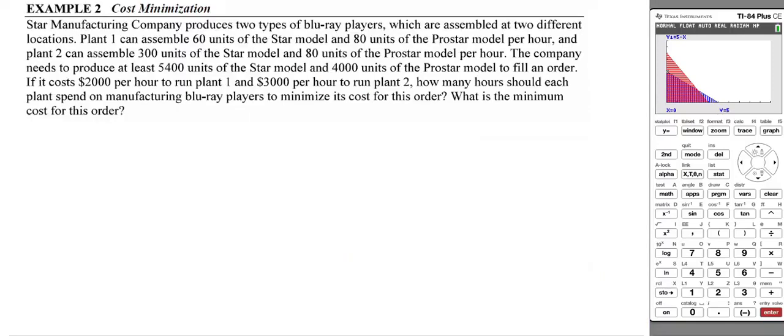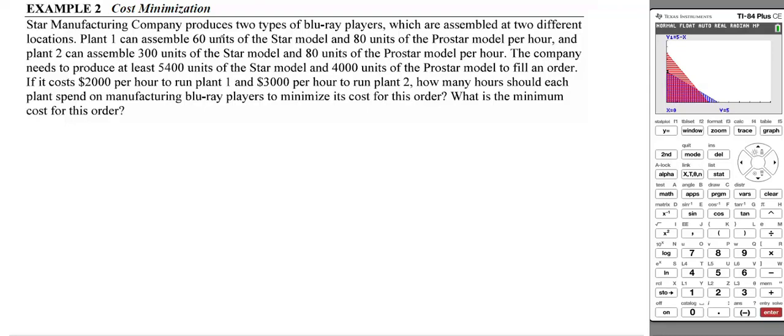Example 2 is cost minimization. Star Manufacturing Company produces two types of Blu-ray players, which are assembled at two different locations. Plant 1 can assemble 60 units of the Star model and 80 units of the Pro Star model per hour, and Plant 2 can assemble 300 units of the Star model and 80 units of the Pro Star model per hour. The company needs to produce at least 5,400 units of the Star model and at least 4,000 units of the Pro Star model to fill an order.